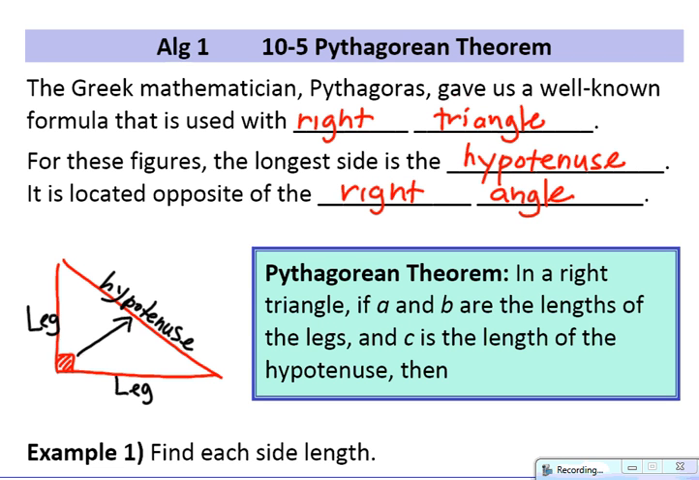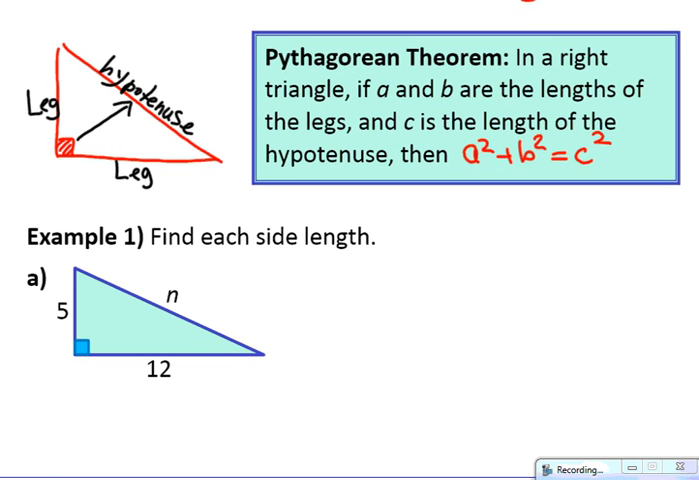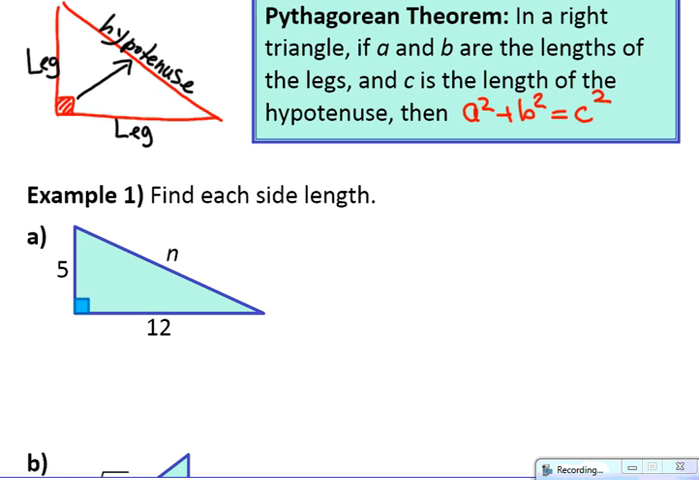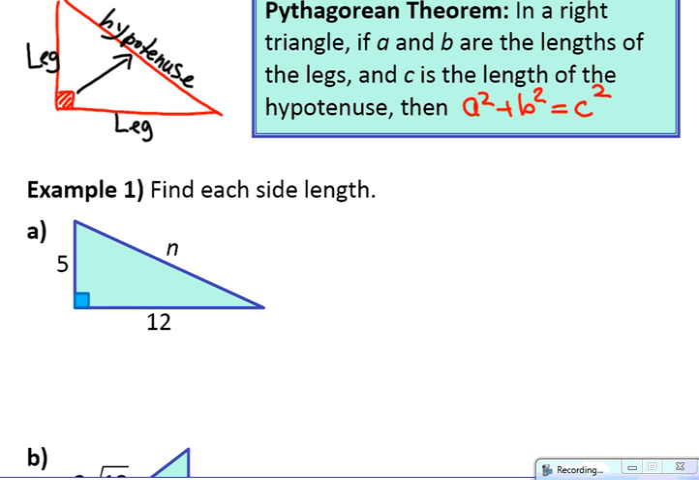So the Pythagorean theorem says that in a right triangle, if A and B are the lengths of the legs, and C is the length of the hypotenuse, then we can say that A squared plus B squared is equal to C squared. So the sum of the squares of the legs is equal to the hypotenuse squared. So let's look at some examples where we use this theorem to find the lengths of the side of a triangle.